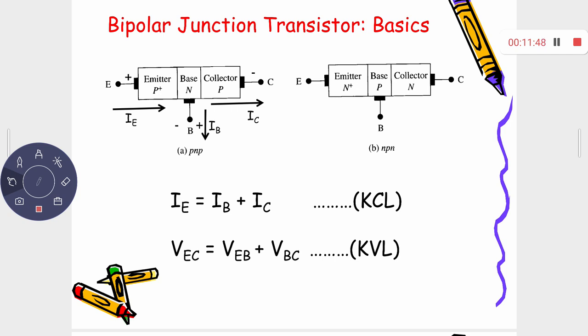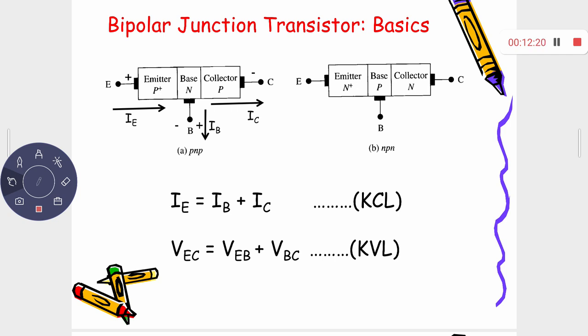Right? And whenever this transistor, whether it be NPN or PNP, is operated as an amplifier, then you must know that the base-emitter junction is forward biased and the base-collector junction is reverse biased. Right, forward active region. Base-emitter junction is forward biased and base-collector junction is reverse biased. So what is the condition? That means VBE should be greater than 0 for NPN.